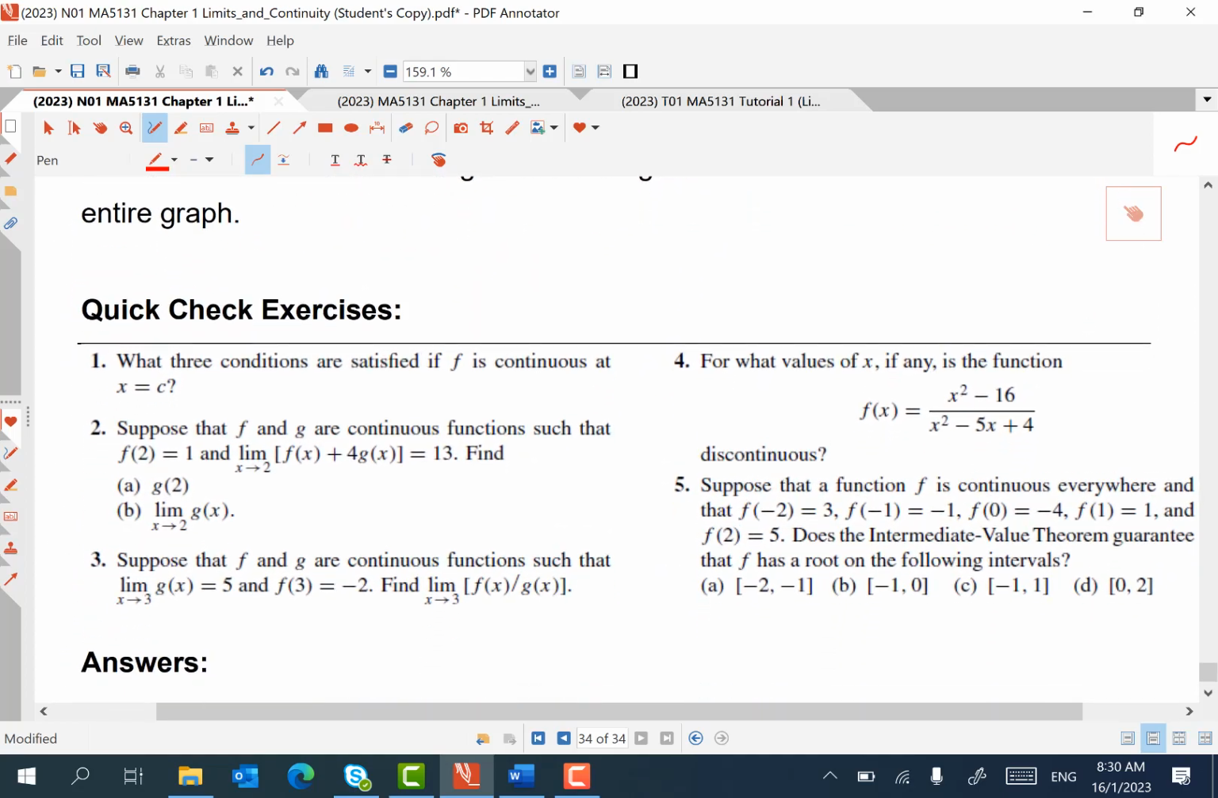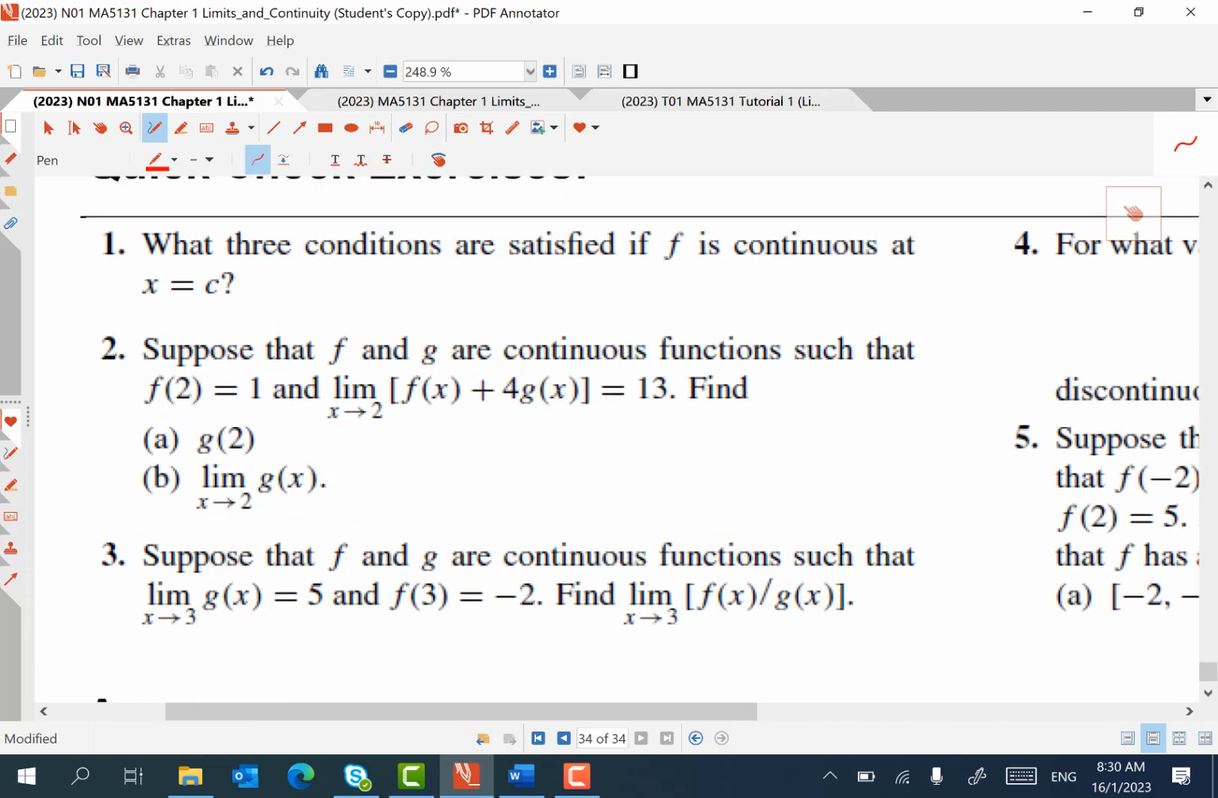Quick check exercise. Let's do a quick check exercise. What three conditions are satisfied? First, f(c) is defined. The limit as x approaches c exists. Next, f(c) is defined. Then thirdly, the limit equals f(c).